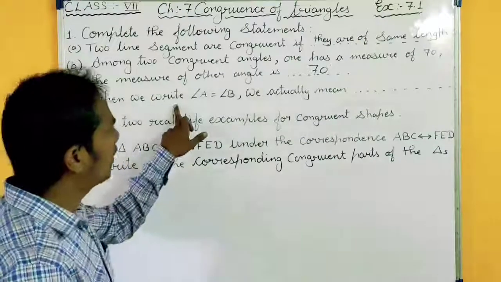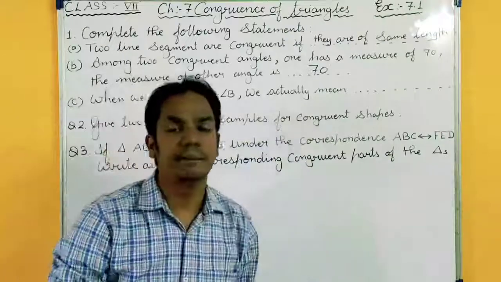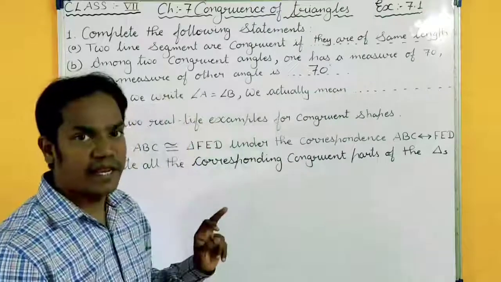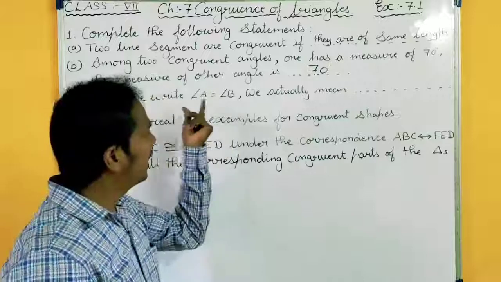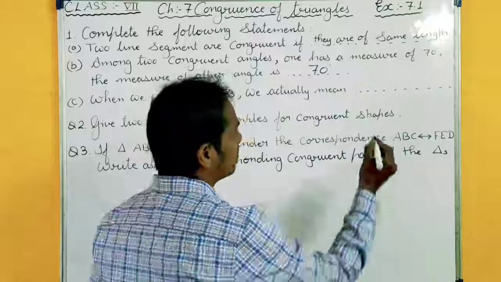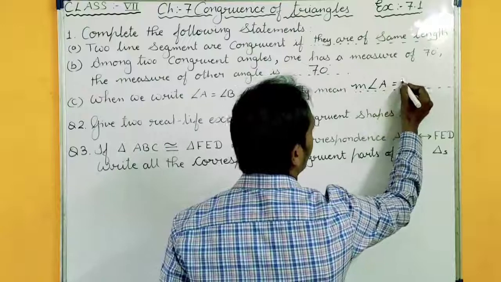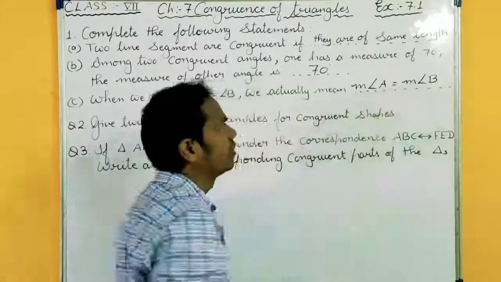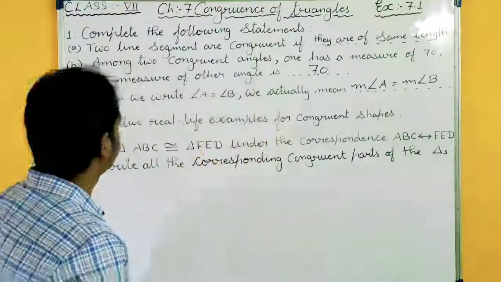Third question, when we write angle A is equal to angle B, what do we actually mean? The meaning of this is, the measurement of angle A is equal to the measurement of angle B. For example, if angle A is 30 degrees, then angle B will also be 30 degrees. So simply you can write here, measure of angle A is equal to measure of angle B. You only have to write this letter M. M stands for measurement of that angle.